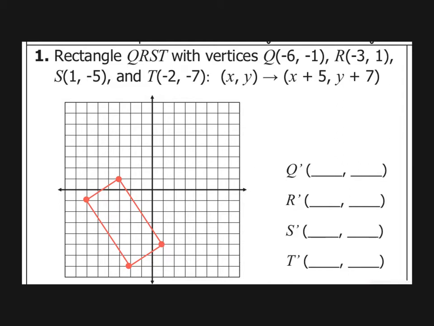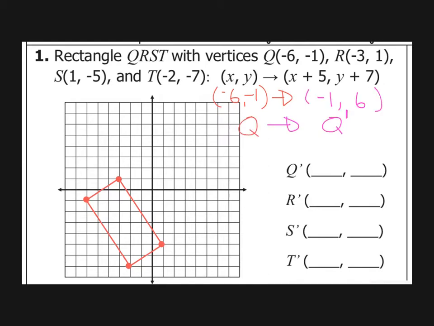Now what we want to do is focus on this set of instructions. So as we had that generic piece up above in your notes, we said that this was referring to each point here. So this point right here, this point right here, this point right here, and this point right here. We're going to take each of these sets of coordinates. So let's take Q for example. We're going to take the coordinates of Q, (-6, -1), and we're going to apply the following translation to that. We're going to add 5 to the -6, and we're going to add 7 to the -1, and that's going to give us the new location of Q prime.